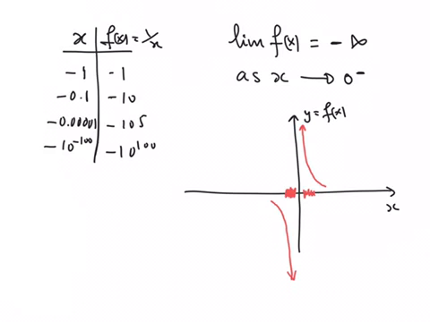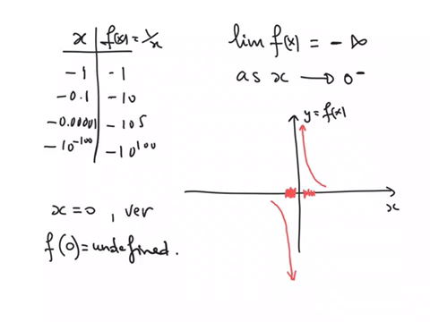So, as x approaches 0, the graph of the function approaches the vertical line x equals 0 without cutting it, because remember, f(0) is undefined. Now, the vertical line x equals 0 is called a vertical asymptote.